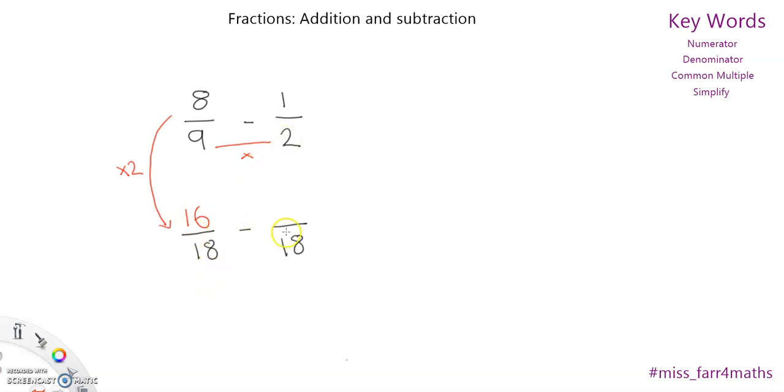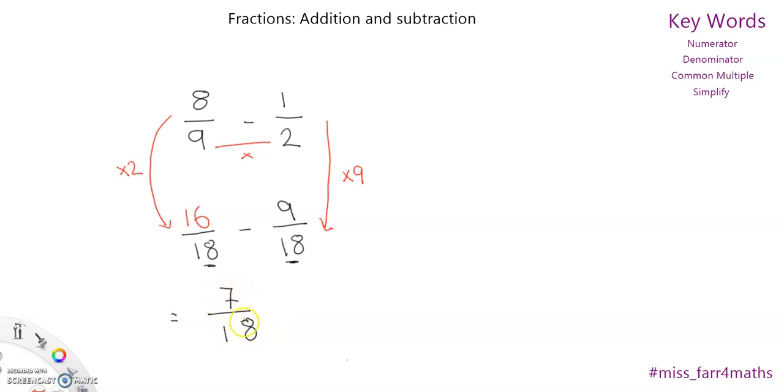What did we do to the 2 to make it 18? We times it by 9. So again, whatever we do to the bottom, we also have to do to the top. So 1 times 9 is 9. So now the denominators are the same, and we can take away the fractions from each other. So 16 18ths take away 9 18ths equals 7 18ths.